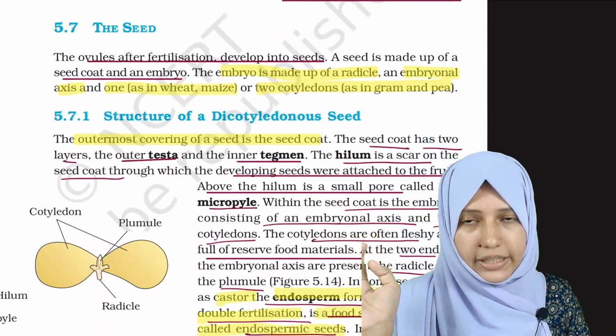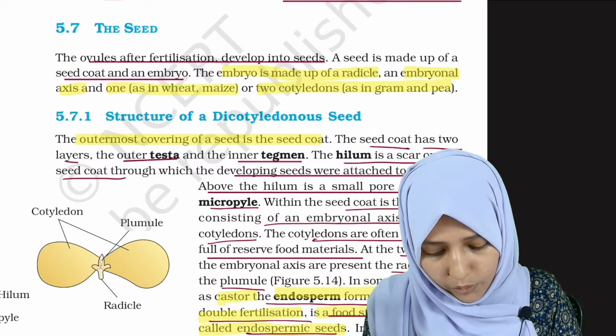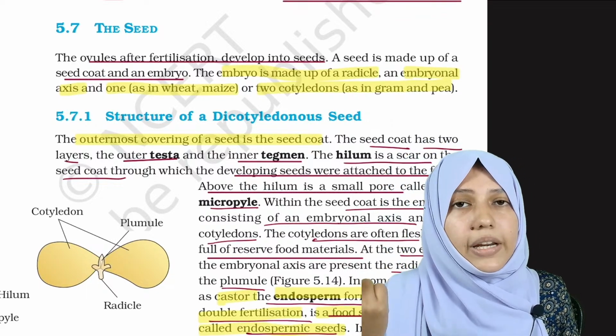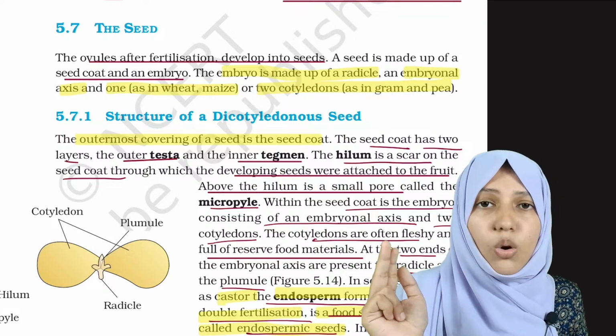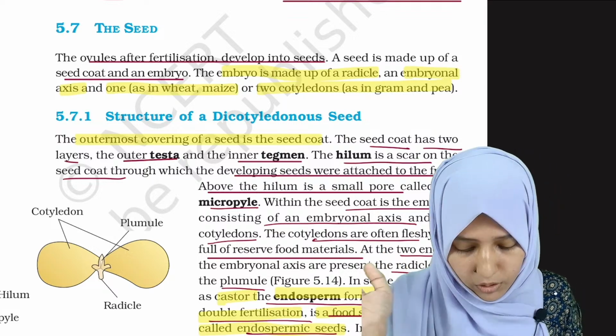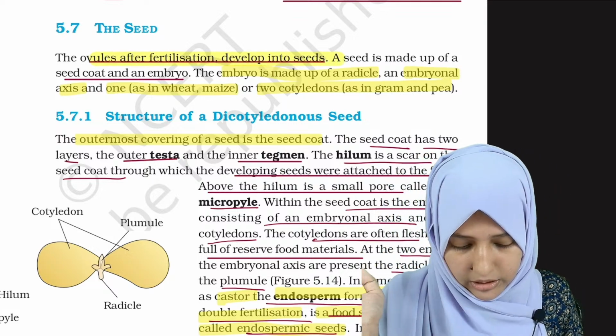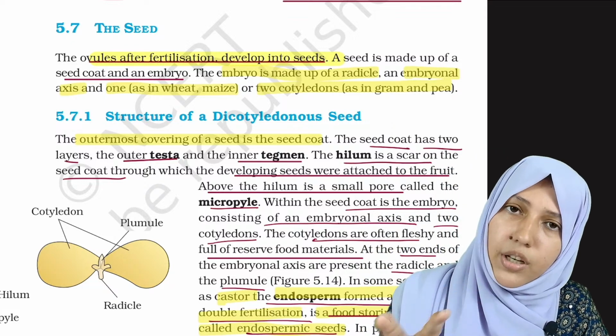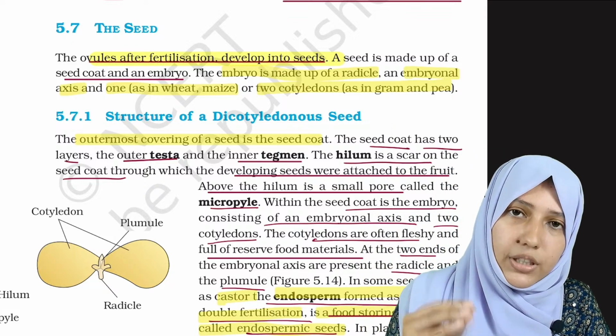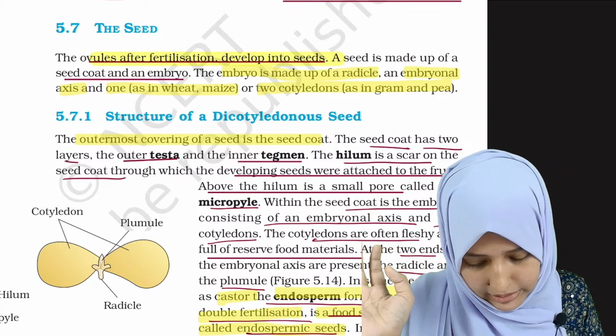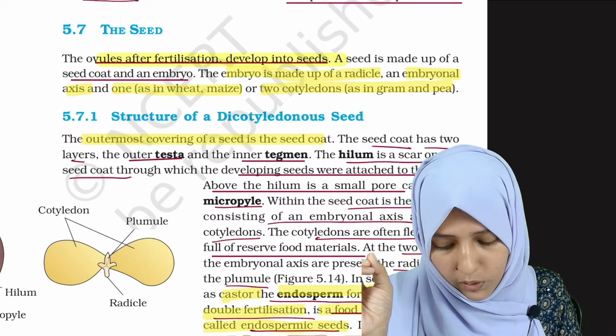Now coming to seed. Seed is the next part. As we see, ovary after fertilization forms fruit, and ovules after fertilization will form seeds. Clear?